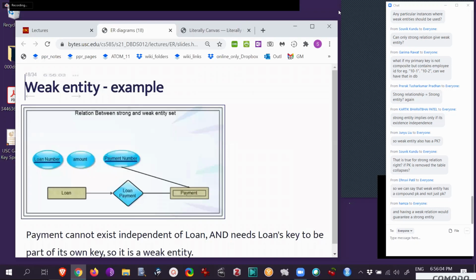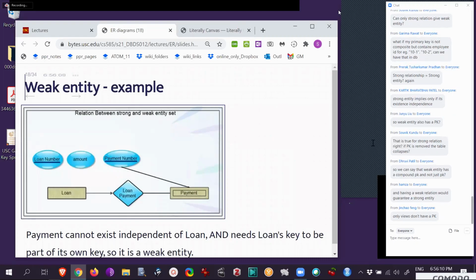Having a weak relation, exactly, good. If you have a weak relation, I can call it a strong entity. Usually we don't use that word. All we say is if it is not weak, then it's not a weak entity. Just leave it like that. If the relationship is strong, it's not a weak entity. Only views don't have a PK. Don't even talk about views yet, okay? A view is a derived table. You're jumping too far.